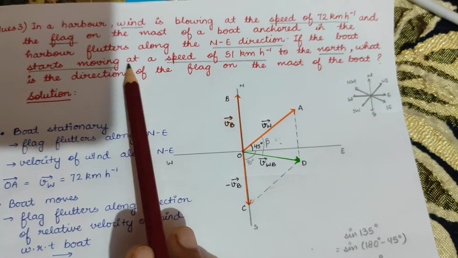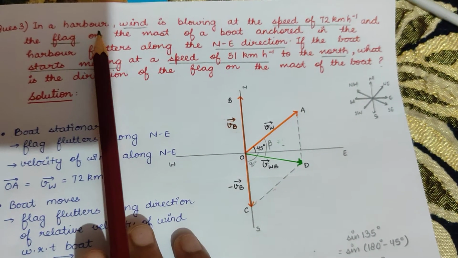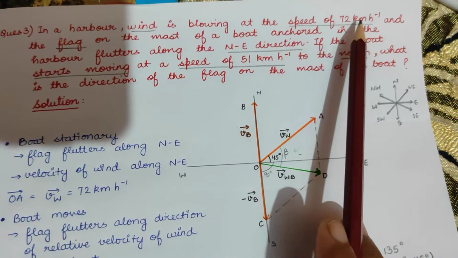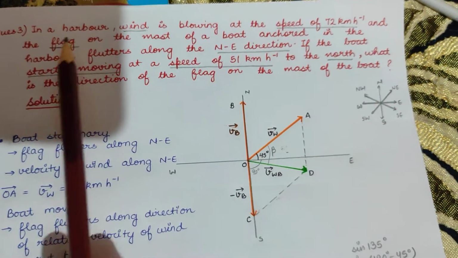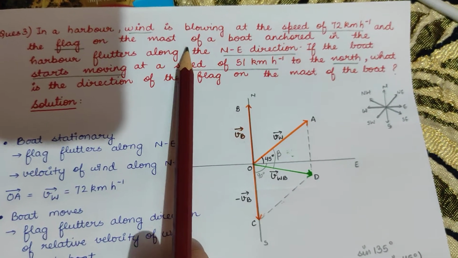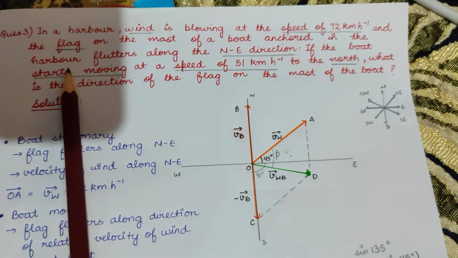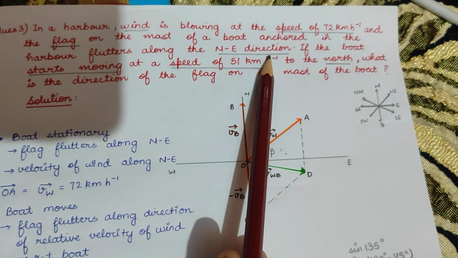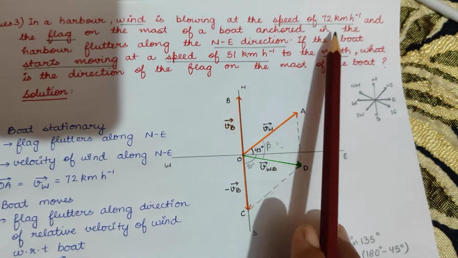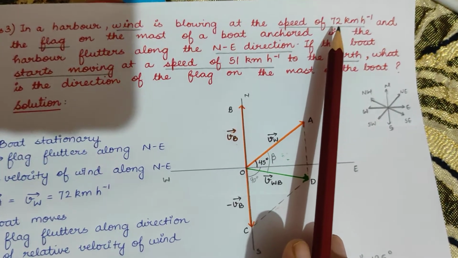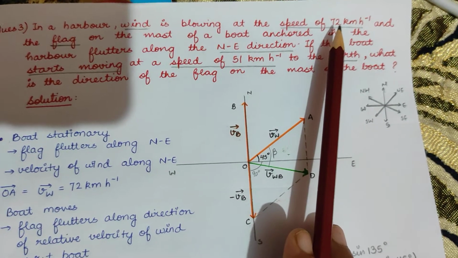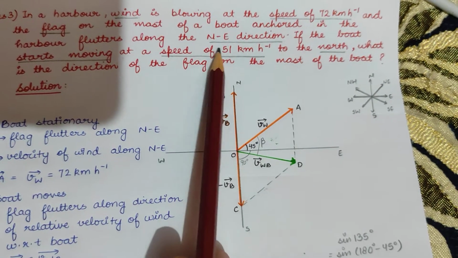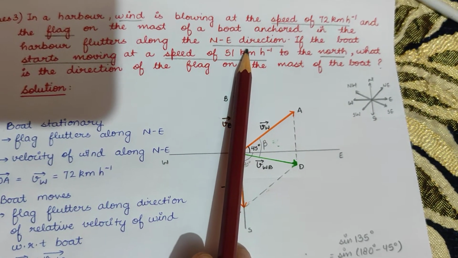Students, look at this question. The question is given as: in a harbor, wind is blowing at a speed of 72 km per hour and the flag on the mast of a boat anchored in the harbor flutters along the northeast direction. So the speed of the wind is given to be 72 km per hour and there is a flag on the boat which flutters along the northeast direction.